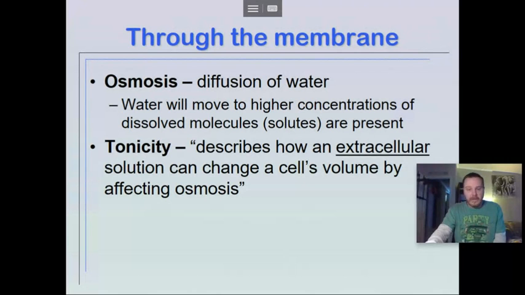And we have this term we call tonicity, I guess is the proper way to say that. Tonicity describes how an extracellular solution can change a cell's volume by affecting the osmosis. So tonicity refers to whether, if I put a cell in a substance, the cell will take on water or will lose water to the substance.